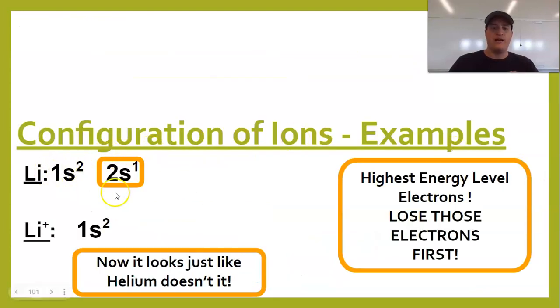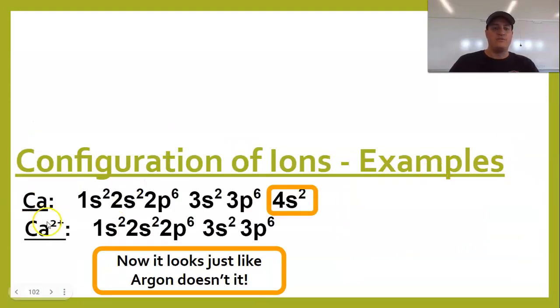So we have lithium. You see there's no charge, 1s2, 2s1. Making it like helium, you get Li+. Highest energy level electrons first, right? The 2s, because that 2 is in the second energy level. Furthest away, lowest attractive force, therefore easiest to remove. Calcium to calcium 2+. Highest energy level is level 4. When it gets removed, it looks a lot like argon's electron configuration.